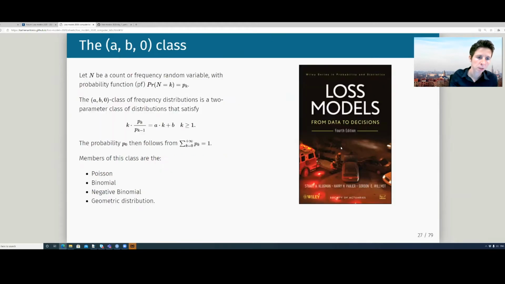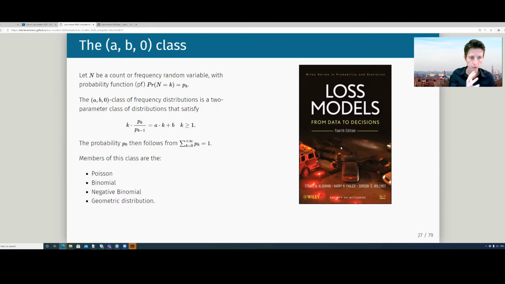The first thing I want to start with is bringing you back to the ab0 class. Let's say that N is a count or frequency random variable. It has a certain probability function denoted here with p_k, the probability that N is equal to k. And we remember that in the so-called ab0 class for frequency distributions, we need to be able to write the probability function using the recursive relation that you see here on the sheets. So you should be able to identify an a and a b such that this recursion holds.